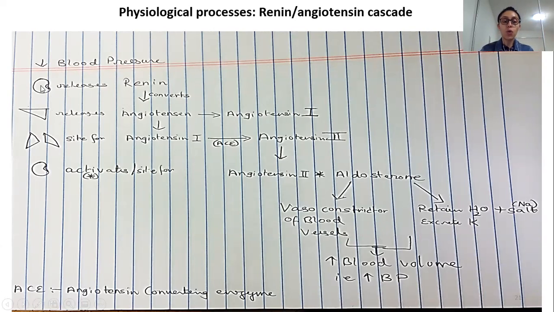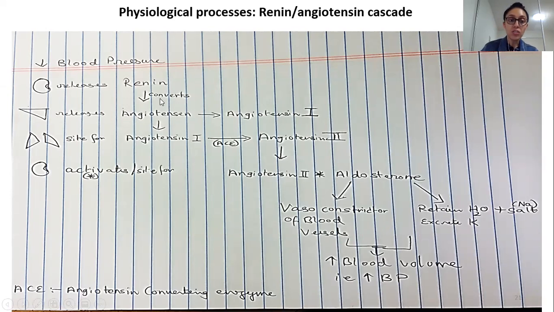So what does the kidney do? The kidney releases renin, and renin goes to the liver. This triangle over here, look at my mouse, this is your liver. Now your liver releases angiotensinogen. What does renin do? Renin helps in the conversion of angiotensinogen to angiotensin 1.